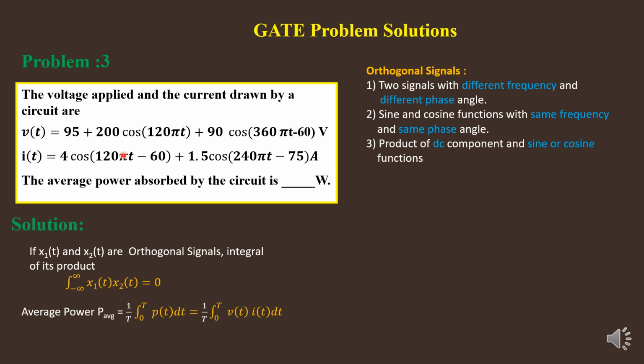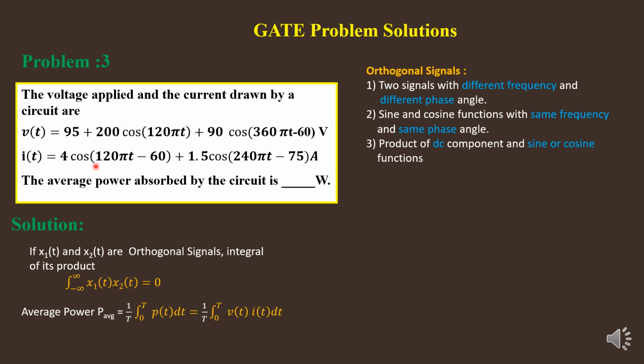And 95 into the second term of the current, that is also a DC component, and the product of a DC component and cosine functions, so that integration will also come to 0. So we can discard that also. Okay. The first term is over. Let me move to the second term.